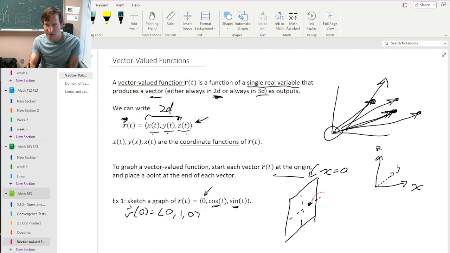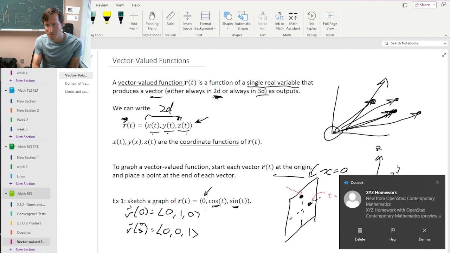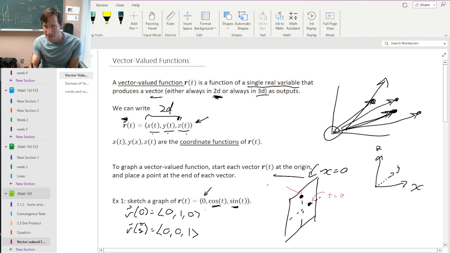So this point right here, that's the point we got from t equals 0. And then we could plug in, I don't know, how about pi over 2, for example. So that's going to give us 0, comma, and then cosine pi over 2 is 0, sine pi over 2 is 1. And so that point is going to be up here. And this is the point t equals pi over 2.